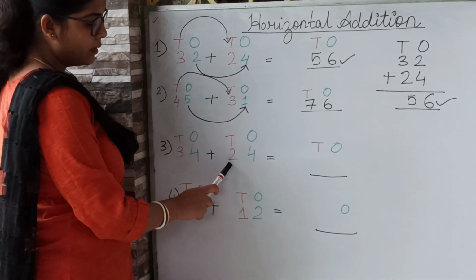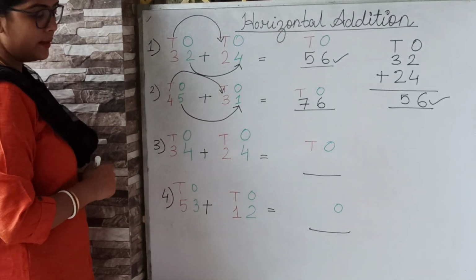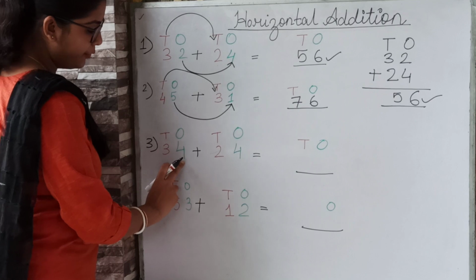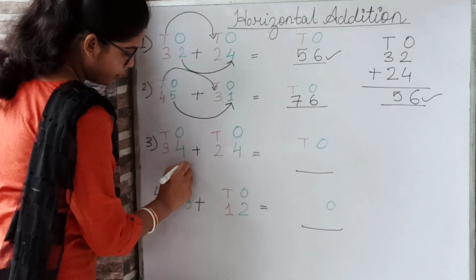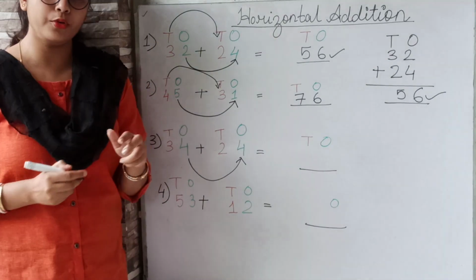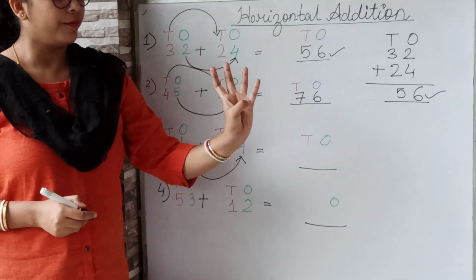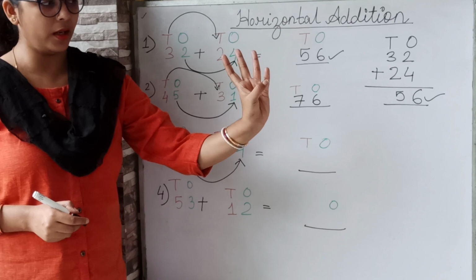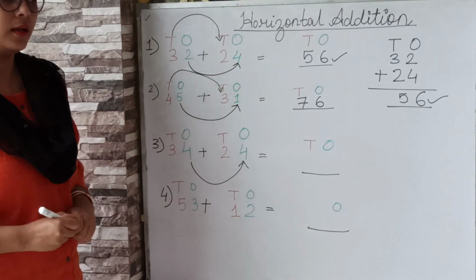34 plus 24. Understood? So what will I add first? Ones place digit with ones place digit. 4 plus 4. So after 4, count 4 more: 4, 5, 6, 7, 8. What is the answer? 8.